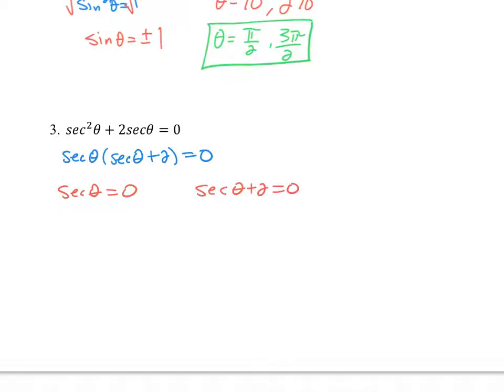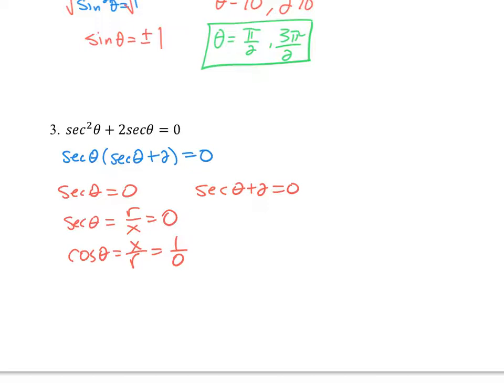Right? So now when we look at this, secant theta equals 0, what do we want to do with that? Well, there's a couple things we could do. We could recognize that secant is the reciprocal of cosine. Since cosine is x over r, secant is r over x. So we would want this to be equal to 0, or in this case, 1 over 0, undefined. Well, that's never going to be the case. You can never have an r value of 0.